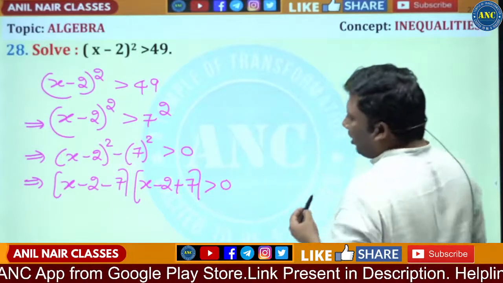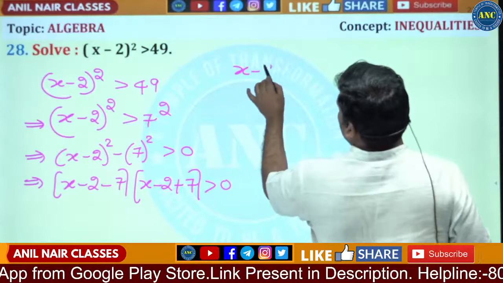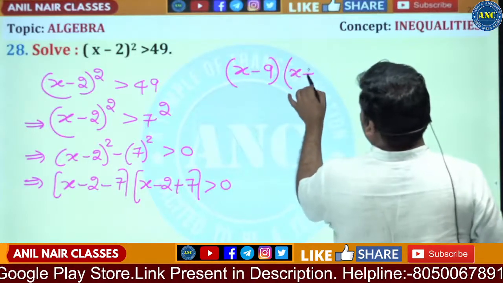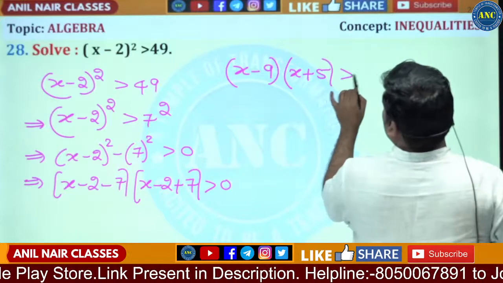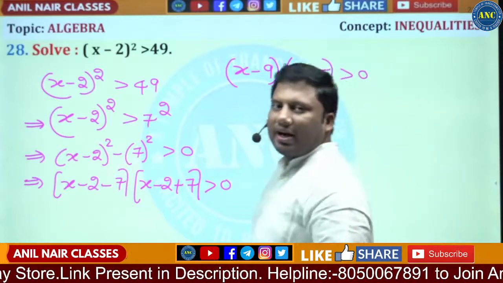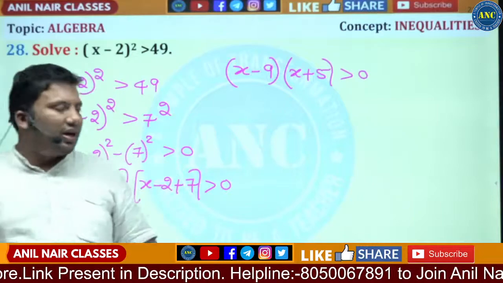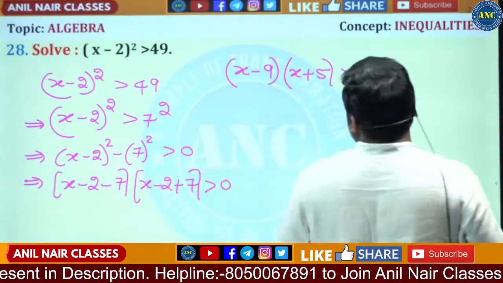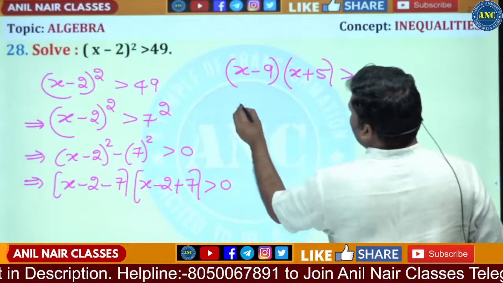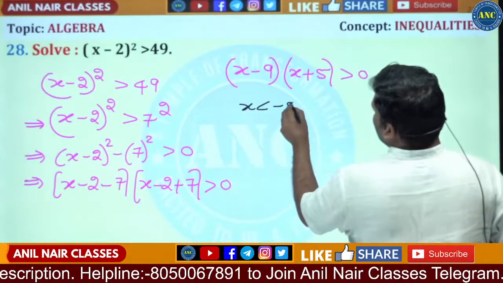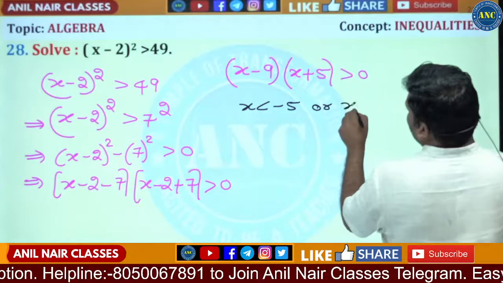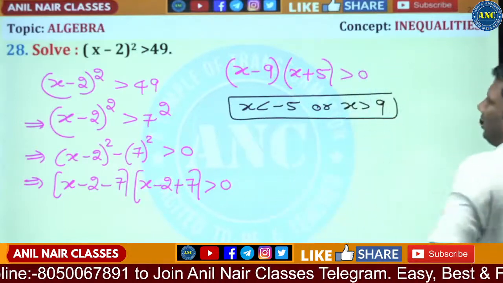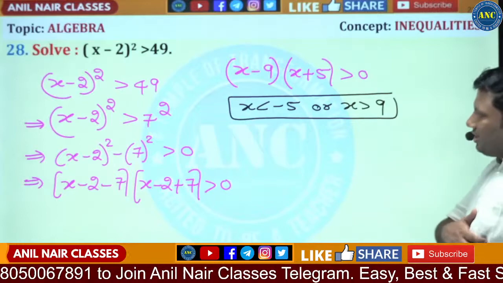Now we can solve it. Minus 2 minus 7 is minus 9, so x minus 9, into 7 minus 2 is 5, x plus 5, greater than 0. So the inequality became x minus 9 into x plus 5 greater than 0. If it is greater than 0, x will be lesser than the lesser value, or x will be greater than the greater value. x is less than minus 5 or x is greater than 9.